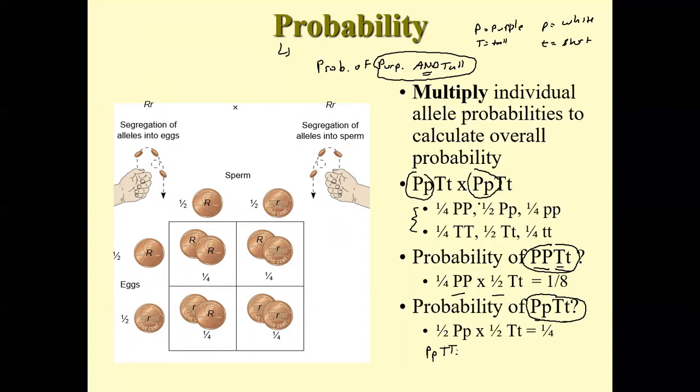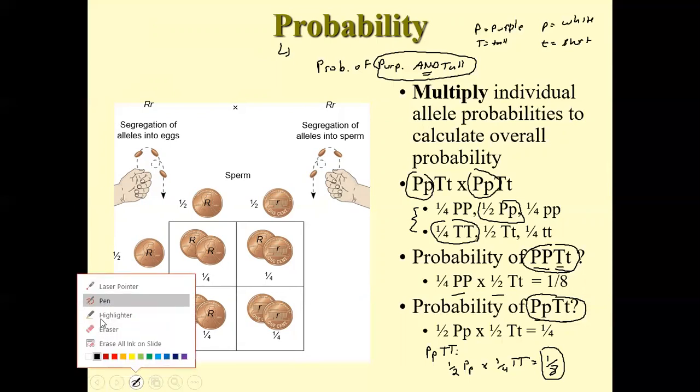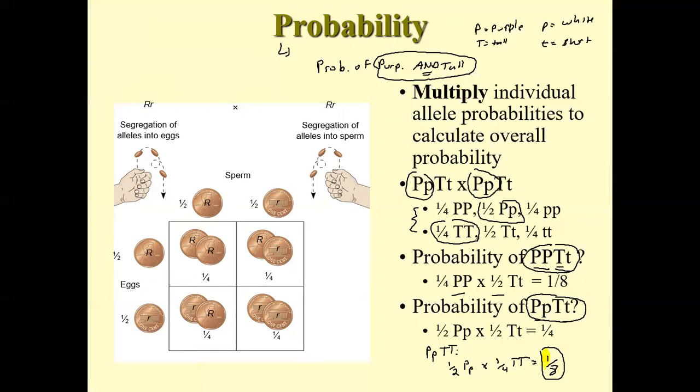What is the likelihood of getting heterozygous for P? Well, it'd be 1/2, big P, little p, times, what is the likelihood of getting homozygous dominant for tall? 1/4. Big T, big T. And that would give you a value of 1/8. Okay. So basically what I'm going to do real quick is just show you how this all kind of matches up. All right. So I have a 1/8 chance of getting this genotype of purple and tall.